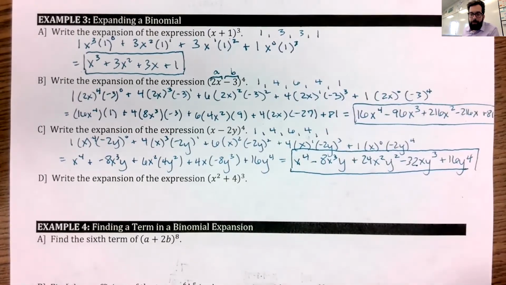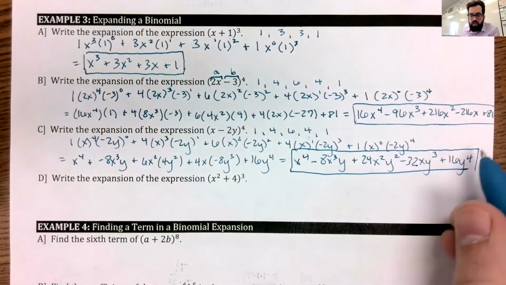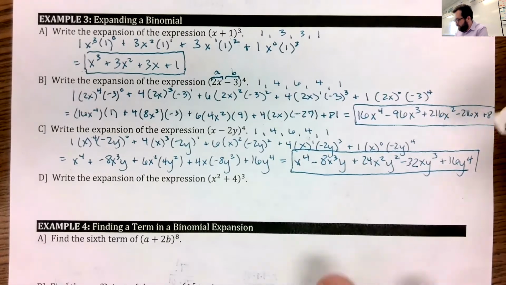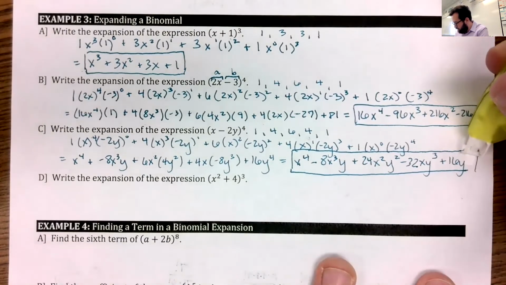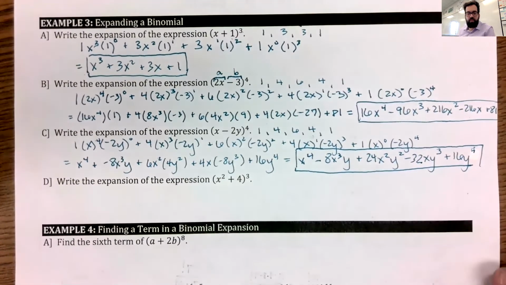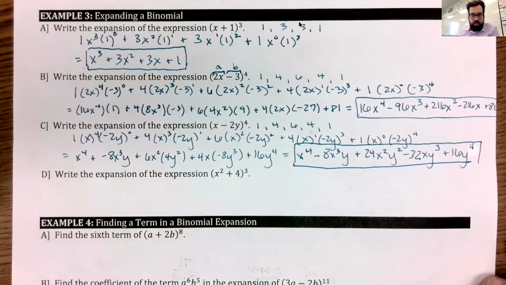There we go. That 4 doesn't really look like an exponent, but it is. It's bugging me, so I'm going to white it out and fix it. There we go. All right, so that's how you do that one.